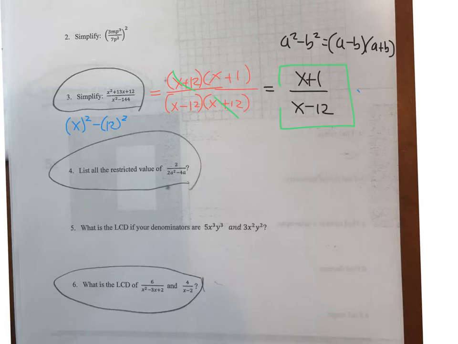If your teacher cares about you mentioning restrictions, you have to write down that x cannot equal these two numbers, because if x was a positive 12, this would be 0. If x was a negative 12, this would be 0. And you're not allowed to have undefined on the bottom. So you have to actually square that away right away, in the beginning, not based off of your answer.